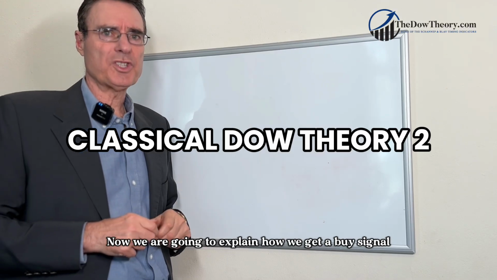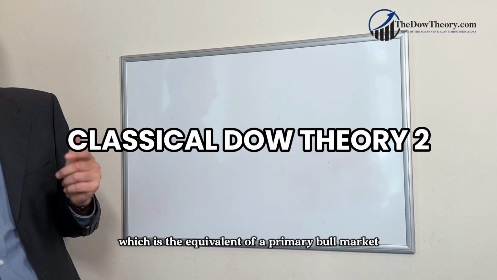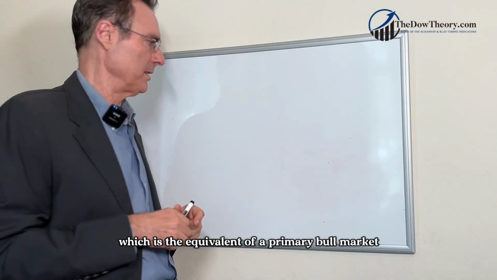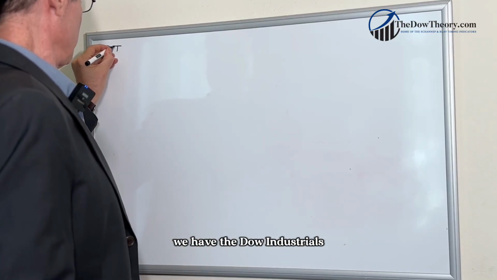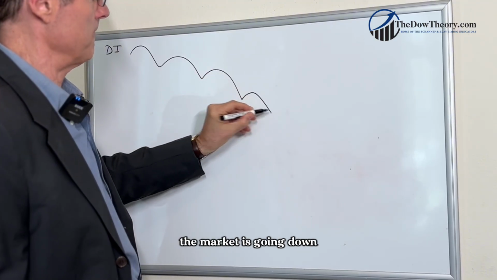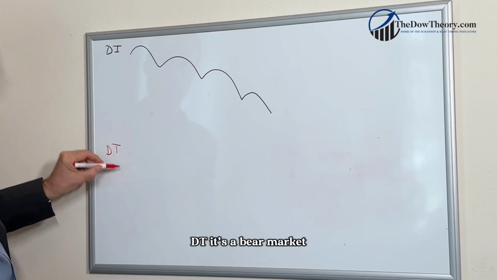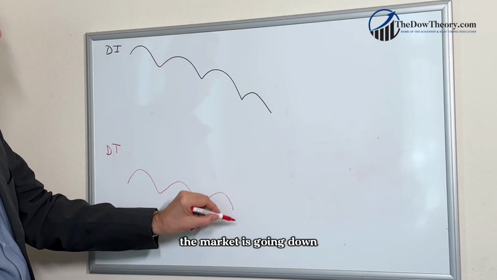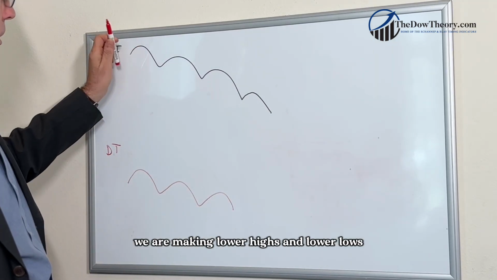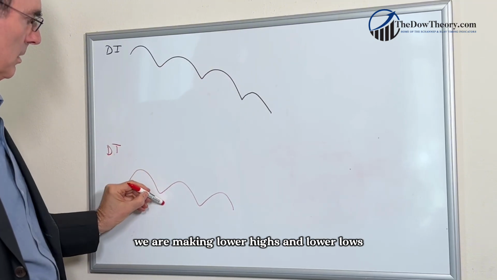Now we are going to explain how we get a buy signal, which is the equivalent of a primary bull market. We have the Dow Industrials. Let's imagine there is a bear market. The market is going down. The same applies to the Transportation. DT is in a bear market. The market is going down.